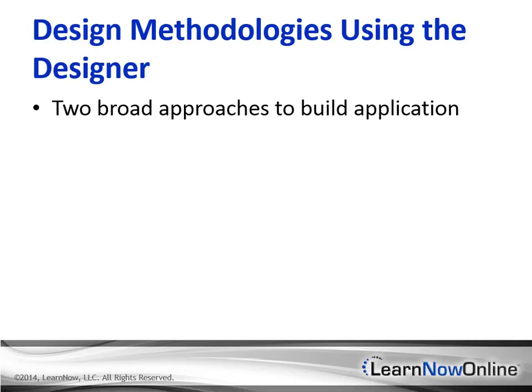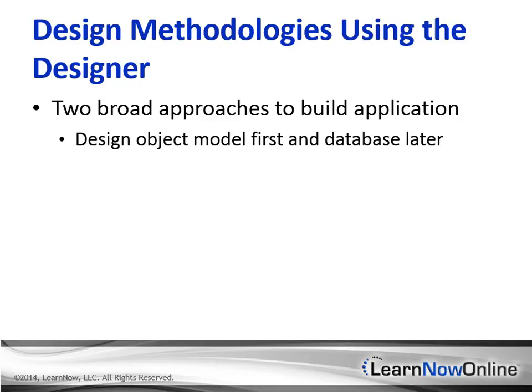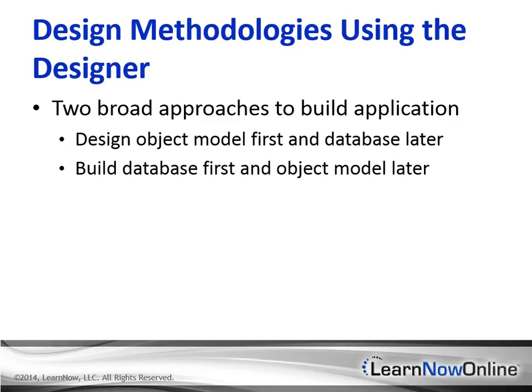Now, when it comes to brand new data applications, there are two broad ways to approach building the application. You can design the object model first and the database later, or you can build the database first and the object model later. So the first option is often called top-down design because you're building application components first that sit on top of other layers, including the database. The second option is bottom-up design because the underlying foundation of the application, the database, comes first.